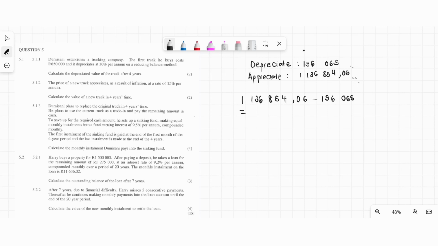And what you're going to get? You're going to get this amount. So this is the amount of money that he needs to save up, right? But he's going to use a sinking fund.